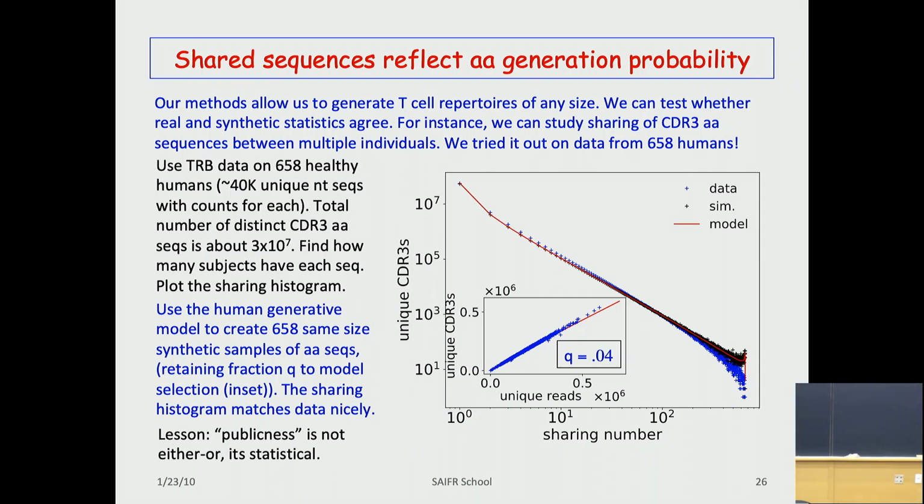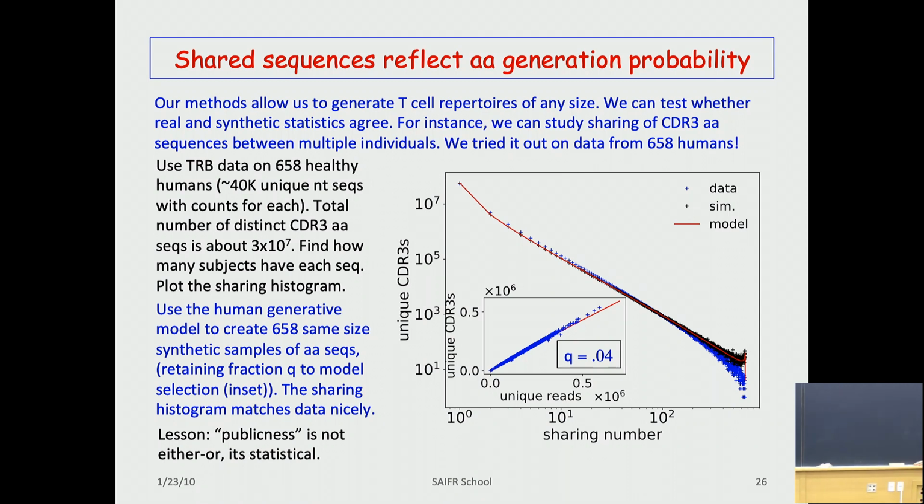So I fix this throwaway factor by a particular matching of the data to the model, but then I ask the question about sharing. That is to say, now I can generate my synthetic repertoire of human beings, 658 human beings, each one of which has a sample of whatever the sample number is.